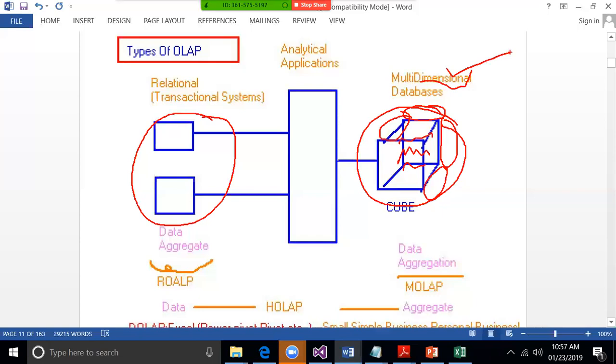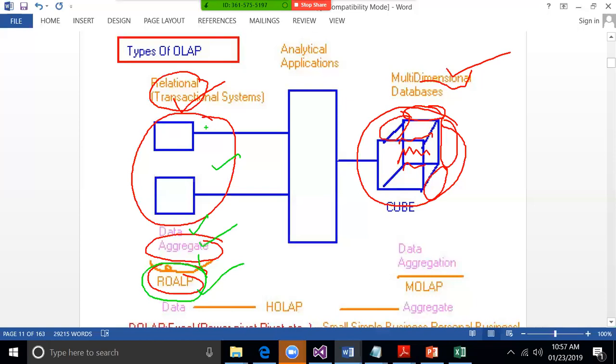Okay, now coming to types. What do you mean by type? These are your day-to-day systems, and here is the place you are storing your aggregated data also. If you keep your aggregates also in this area, that is called relational analysis or ROLAP. Your day-to-day systems, maintaining data as well as aggregates, is called relational analytical process.